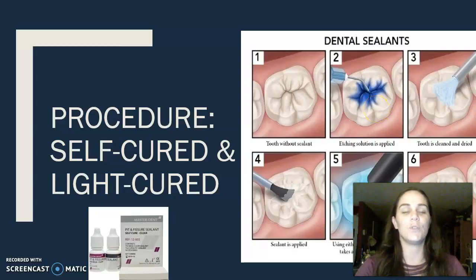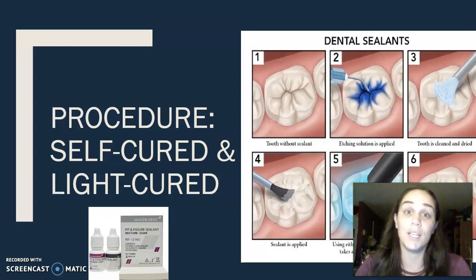The procedure to apply these dental sealants only differs a very little bit. There is a self-cure and a light cure. The example we have up here is the light cure. Step one, generally you would use a dental dam and saliva ejector to isolate the teeth that are to be sealed to reduce moisture, and that is a key component to prevent failure. We'll discuss that later on.